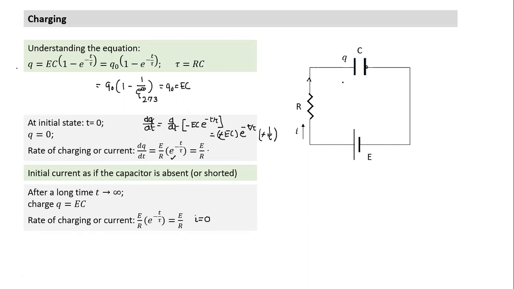One is across the resistor, the other is across the capacitor. Voltage across the capacitor depends on the charge. As soon as the capacitor is not charged, it has zero charge here, but the entire voltage of the battery is applied to the resistor. Hence the current starts flowing, and that's the time when the current flow is maximum.